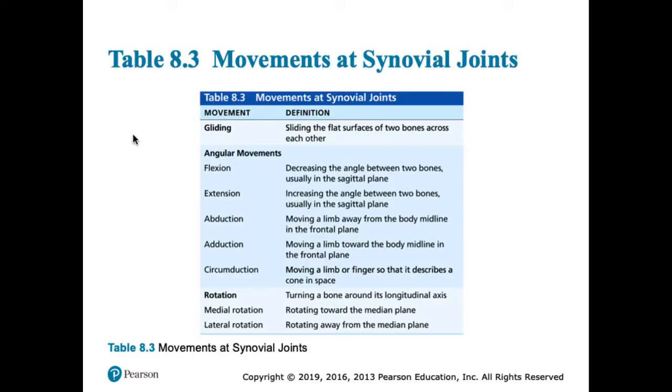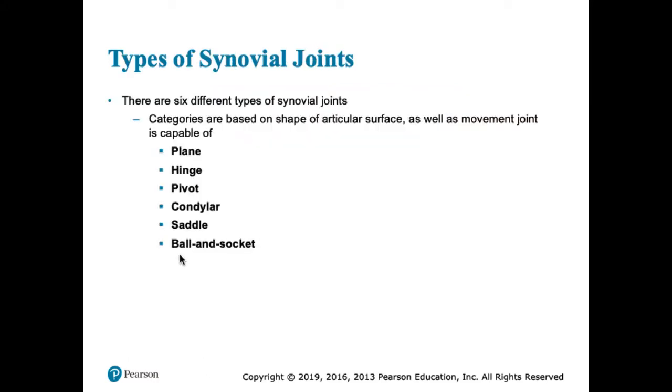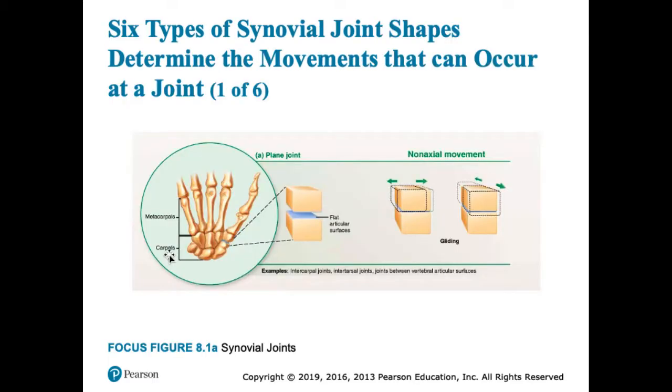So these are just some of those movements of the synovial joints. We went through most of these, so make sure to know those. Some of the types of synovial joints, there are 6 types of those: plane, hinge, pivot, condylar, saddle, and ball and socket. And we'll mention some of these. So basically here you have those 6 types.